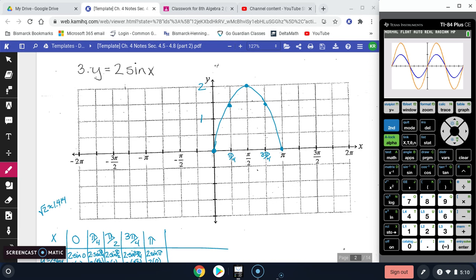Okay, so there's that blue one. That's my original sine of x. Okay, so the maximum was 1. Well, when we put a 2 in front of this, it got multiplied by 2. So now my maximum is at 2. Well, what do you think is going to happen if we go down? Okay, so my next portion is going to come down.